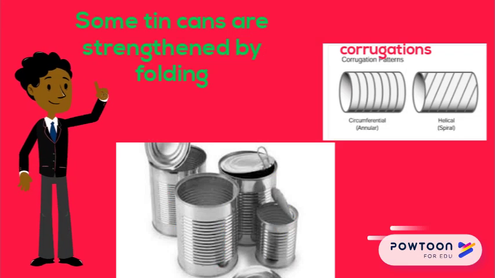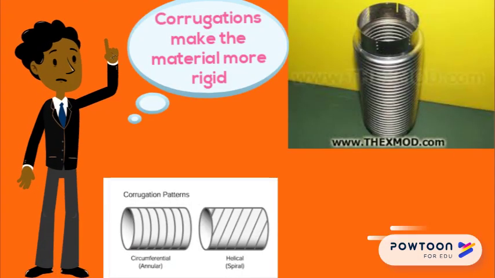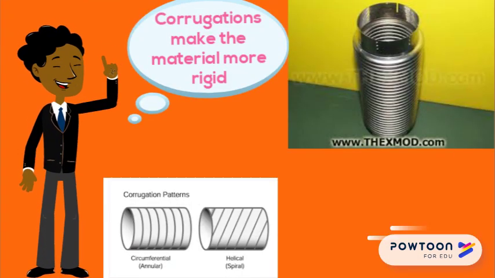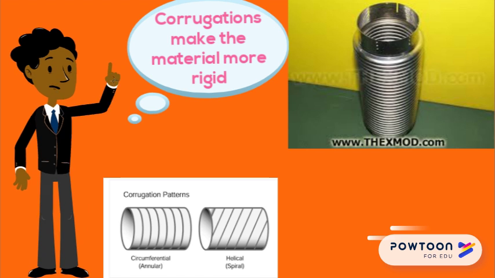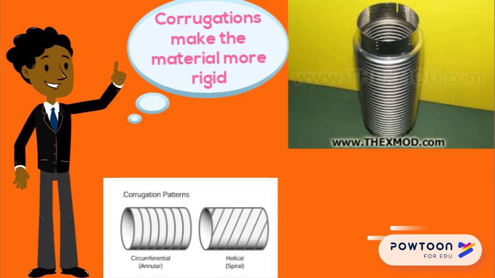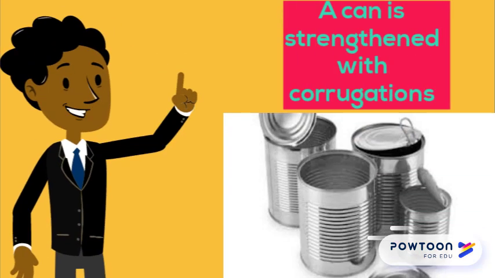Strengthening in tin cans. Some tin cans are strengthened by folding. This fold is called corrugations. Corrugations make the material more rigid. The corrugated material is thus able to withstand more force than the material that is non-corrugated. Figure 20 shows a can that is strengthened with corrugations.